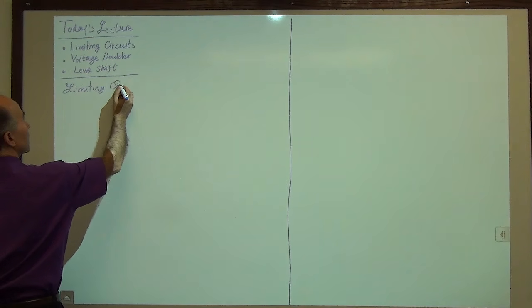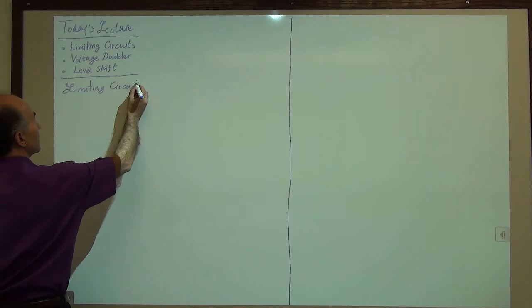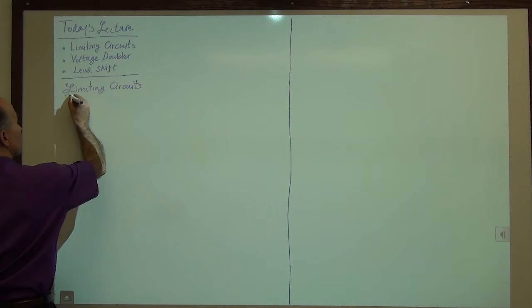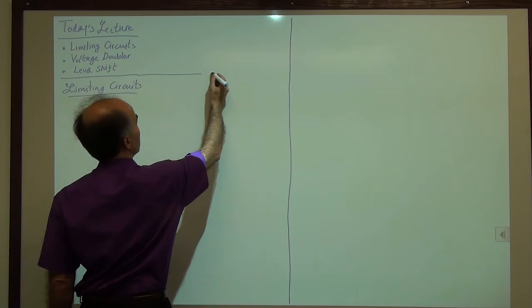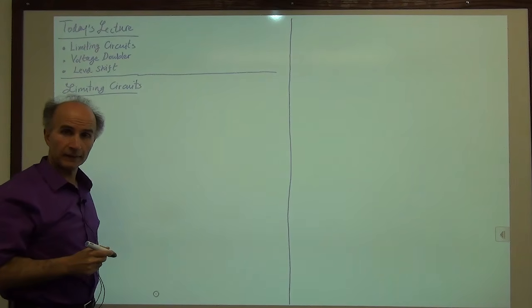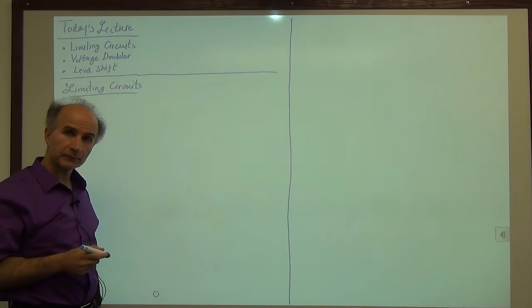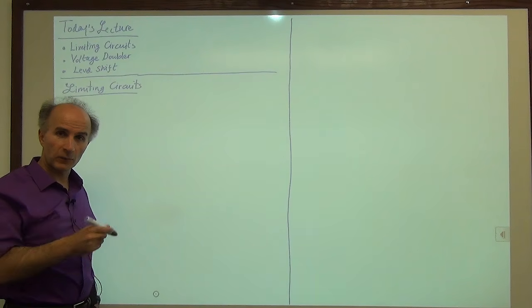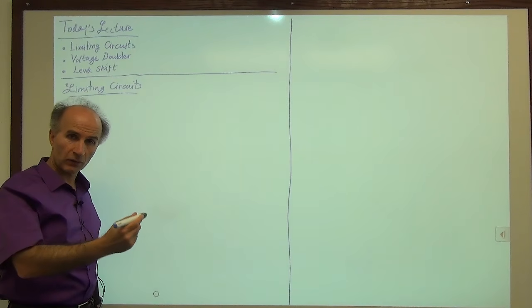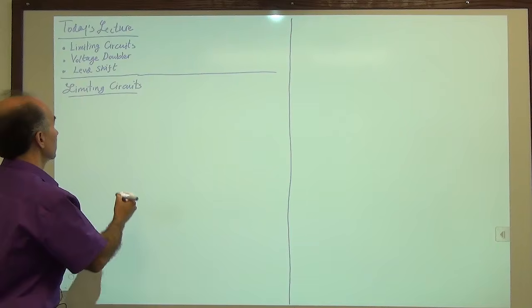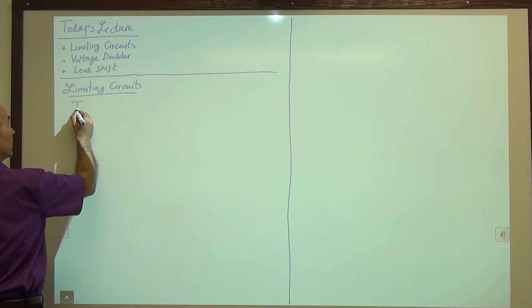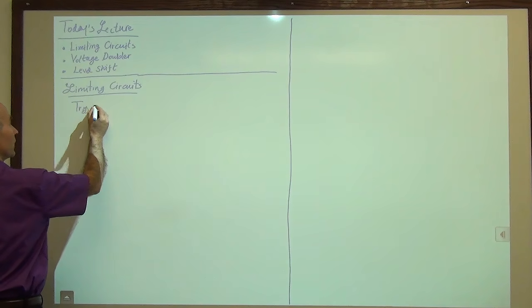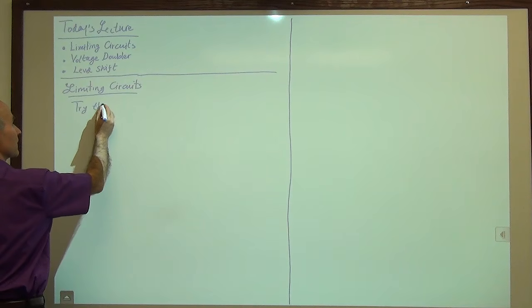And what we need to do is come up with some sort of circuit that allows us to perform this limiting using diodes. Well, let's try a circuit that we have probably come across in the past, namely this. So let's try this one first and see where it takes us.